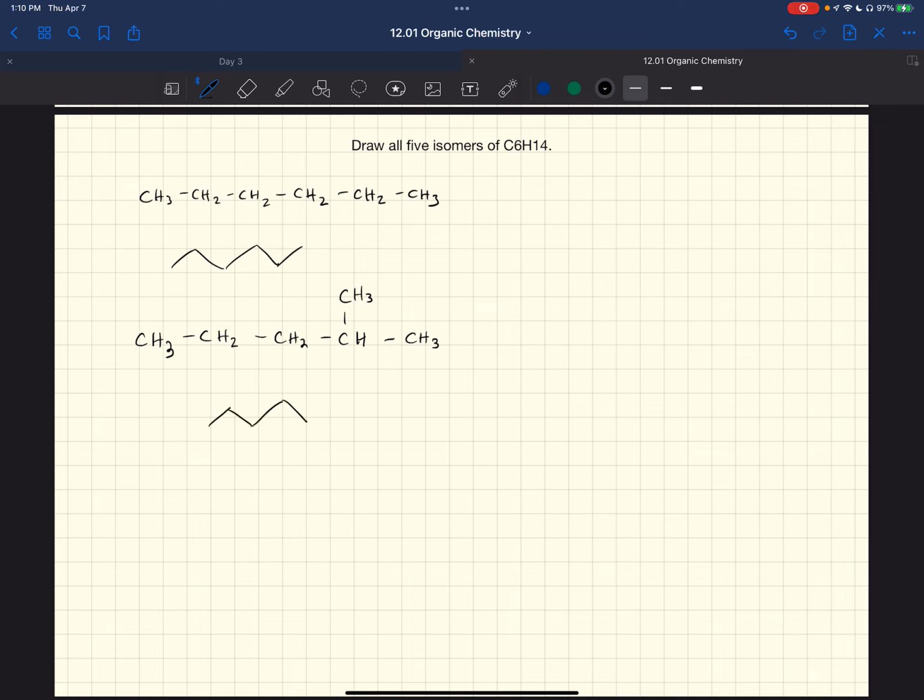Okay? So again, same thing if we're doing the line structure. I'm just going to take my line structure, I'm going to make it one shorter, and then I'm going to try putting that extra carbon somewhere else. Okay, now I could take this carbon and I could move it over to here.